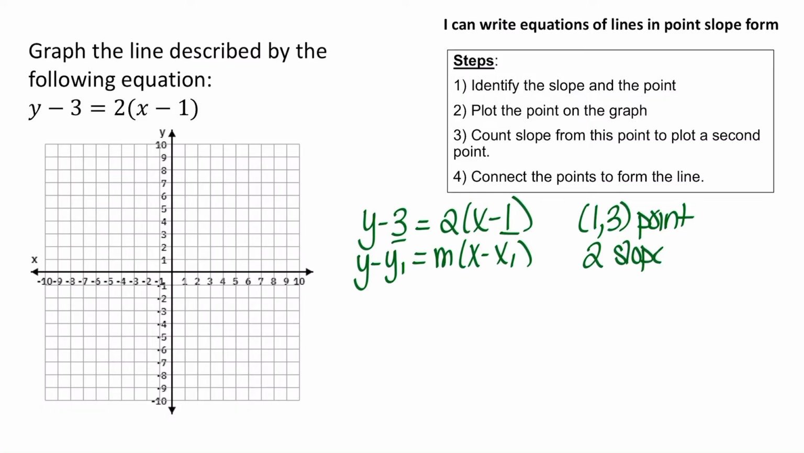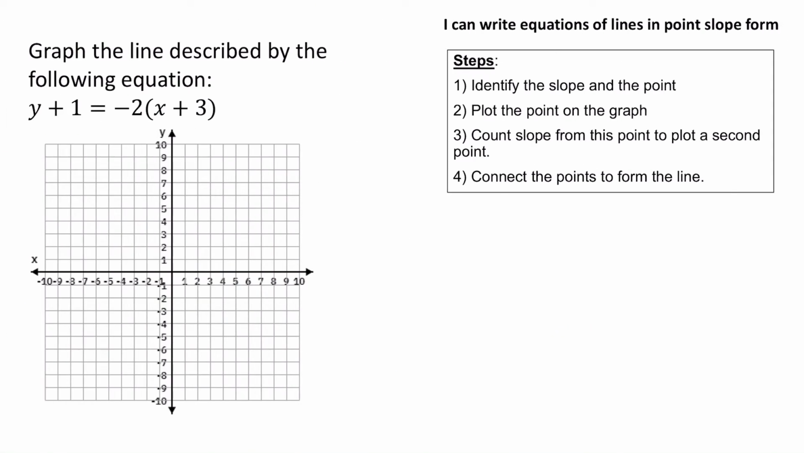So let's first start off by plotting the point on the graph. So we're going to plot 1, 3, which is right here. And then we're going to count slope from this point to plot the second point. Well, our slope equals 2. Remember, that is 2 over 1, so we can say that we go up 2 and then right 1 to plot the second point on our graph. So we're going to go up 2 and then right 1, and then connect the points to form the graph of the line.